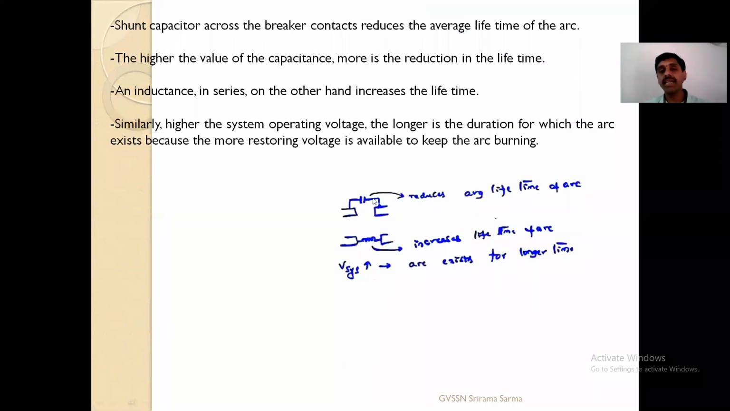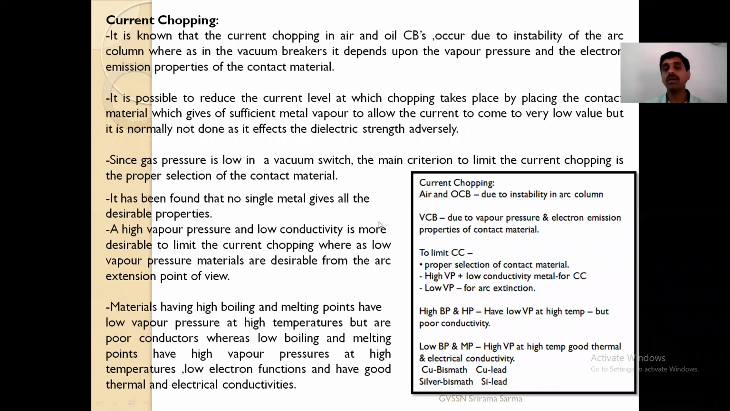A shunt capacitor connected across the breaker contacts reduces the average lifetime of the arc. The higher the value of the capacitor, the more the reduction in lifetime. We want the arc to be stable for at least half a cycle, and for that we can connect a capacitor in parallel to the contacts. An inductance in series, on the other hand, increases the lifetime of the arc. Similarly, the higher the system voltage, the longer the arc lasts. Current chopping is what we have discussed repeatedly. Current chopping in air and oil circuit breakers is due to instability in the arc.